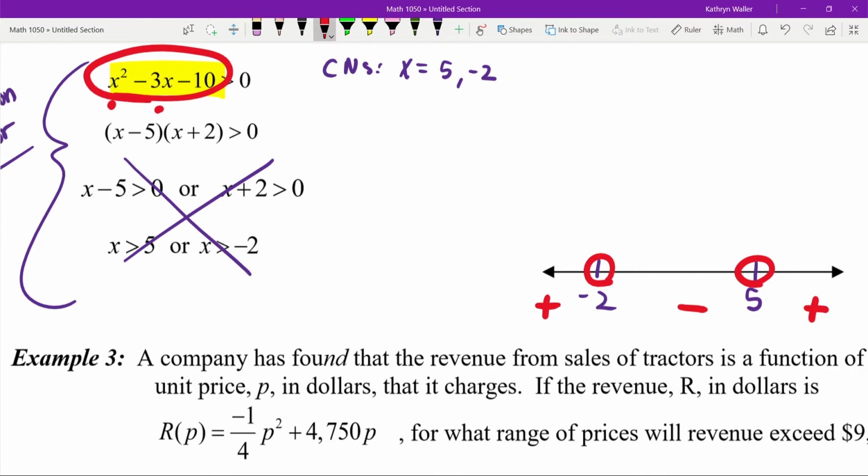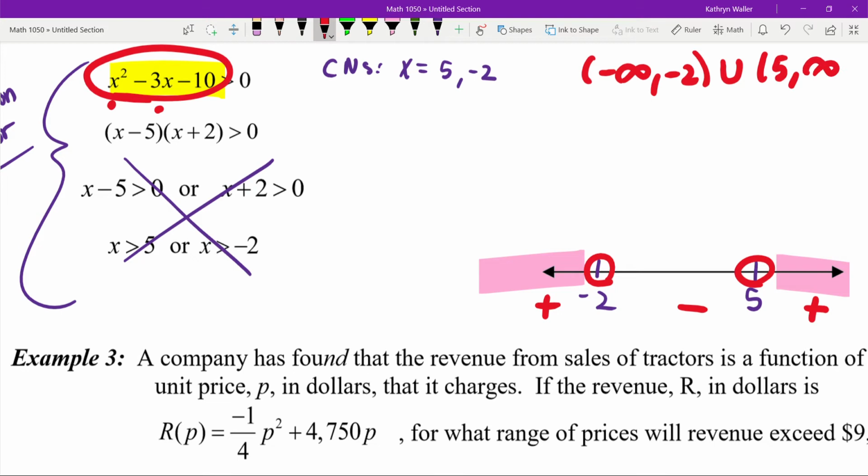To the right, 6 store, enter, up, up, enter. I did get a positive. I want to know where it's greater than 0. That would be here and here. So my answer is negative infinity to negative 2 with a parenthesis. Please don't forget the u. Then it goes 5 to infinity. There's my answer, and I'm done.